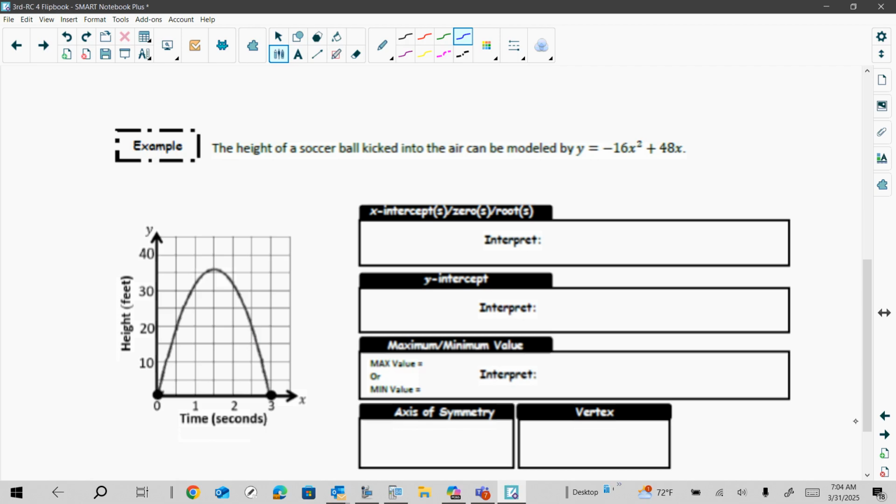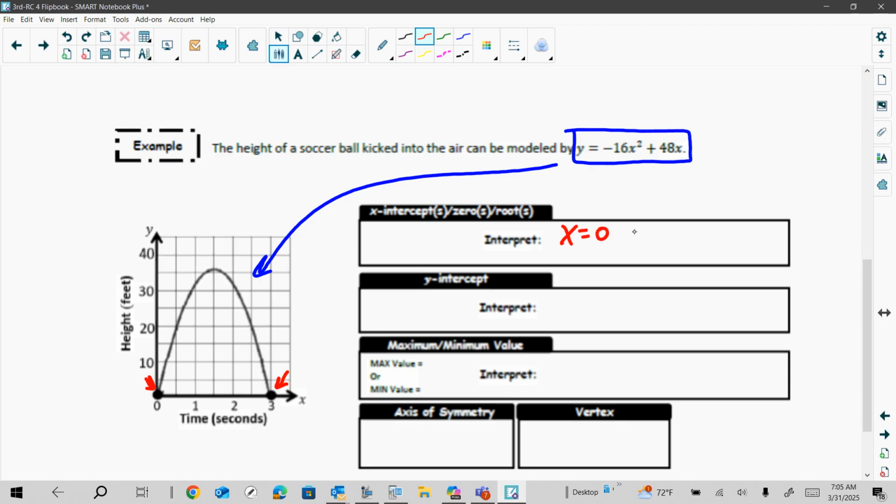Okay, the height of a soccer ball kicked in the air is modeled by this equation. So we're going to use this equation to answer the questions, and they gave us a model here on the right. Okay, so this equation models or corresponds with the graph. So if I'm looking at the x-intercepts, okay, remember what touches the x-axis, they want us to interpret what that means in the model. Well, at 0, that is the starting point. When x equals 0, that's the start of the kick, okay? And when x equals 3, that's the end, the ball landing.